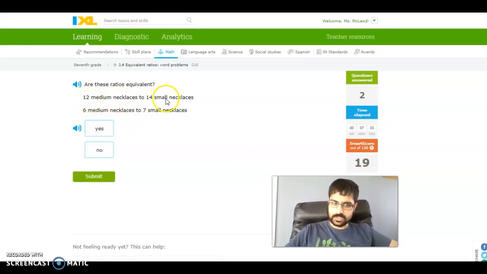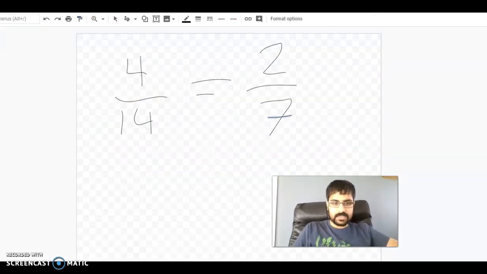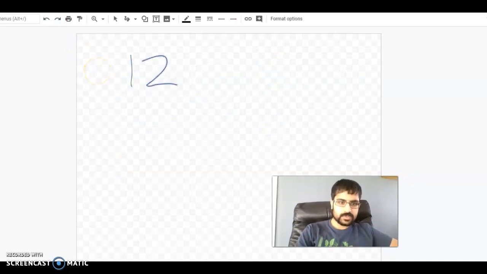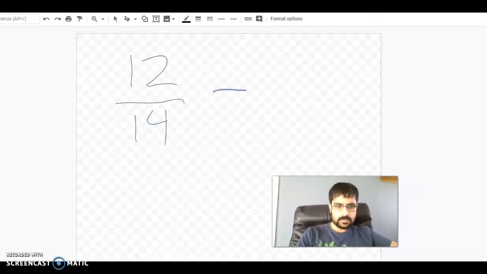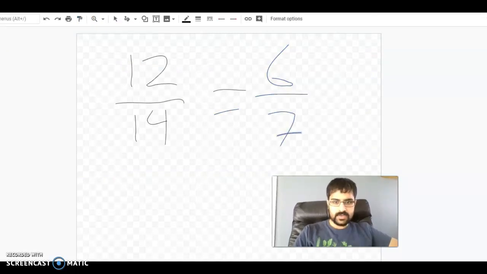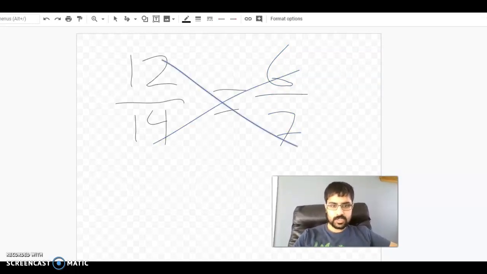12 medium necklaces to 14 small, 6 medium necklaces to 7 small. When I look at this, I'm going to guess that these two are equivalent because 12 is 2 times 6 and 14 is 2 times 7, but there's no way to know without checking. So let's go ahead and set it up. Step 1, I'm going to go ahead and set these up as fractions. So 12 to 14 is equivalent to 6 to 7. You'll notice you can actually set this up either way.